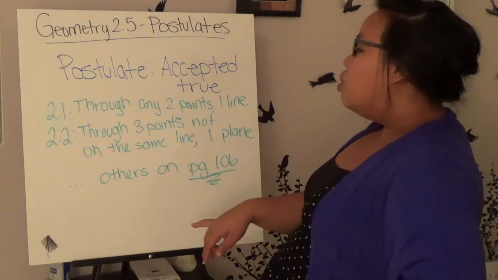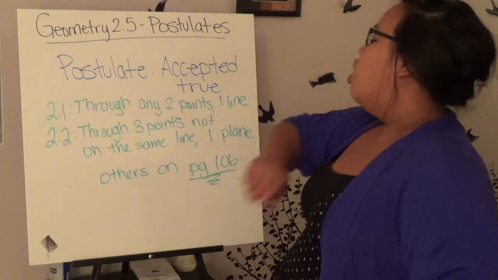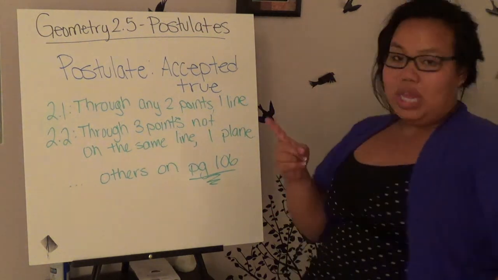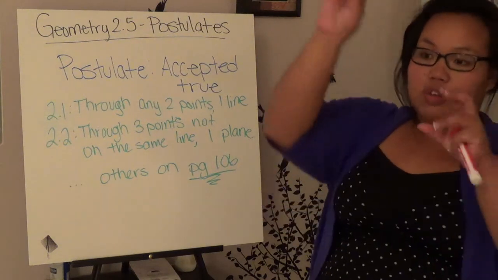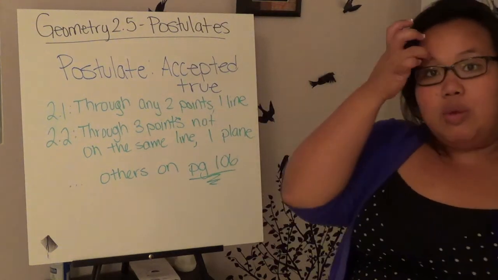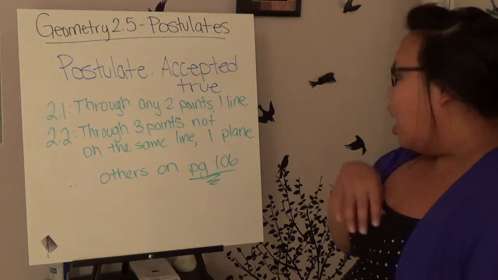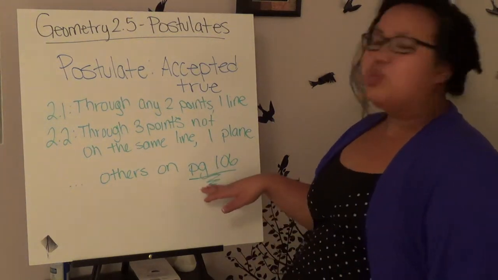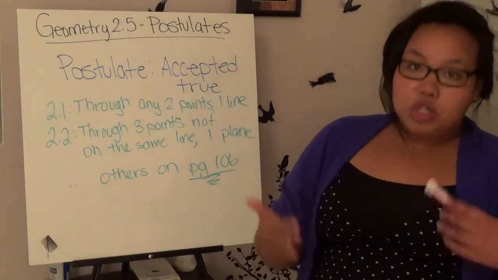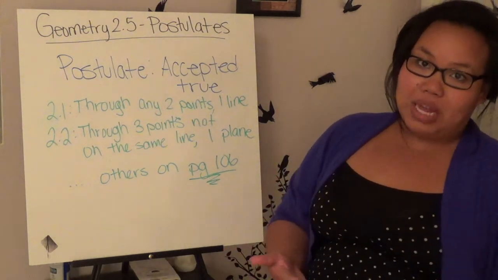Now postulate 2.2 says through 3 points not on the same line, there is one plane. So 3 non-collinear points. If I put 3 points randomly and I don't put them on the same line, I create what is a plane. And there are a few others on page 106. Those are going to be on your flipper, but for the most part they're pretty self-explanatory.